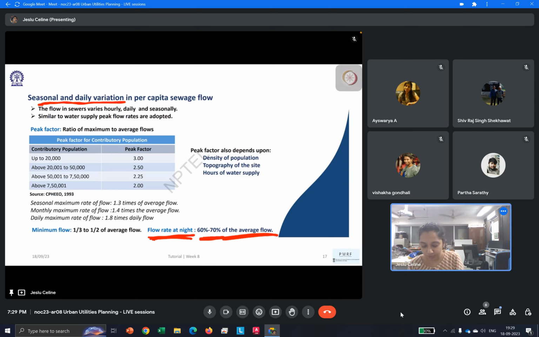Now, if you're looking at the seasonal maximum, in any season the maximum flow rate would be 1.3 times the average flow rate. Monthly maximum will be 1.4 and daily maximum will be 1.8. So this 1.8 is somewhere similar. Does it ring any bells? 1.8, have you seen this figure somewhere else?